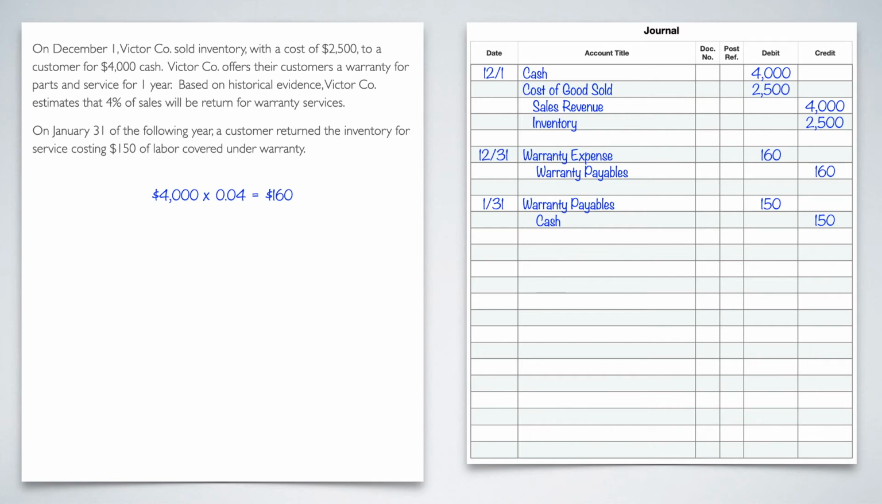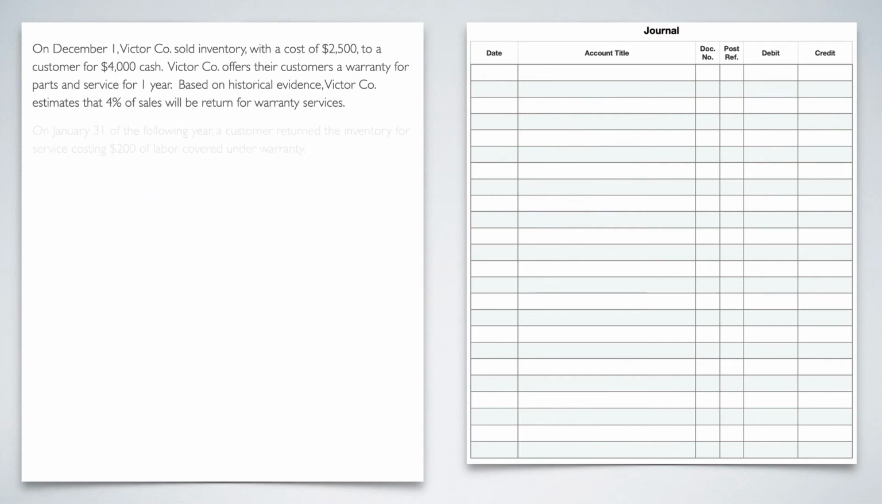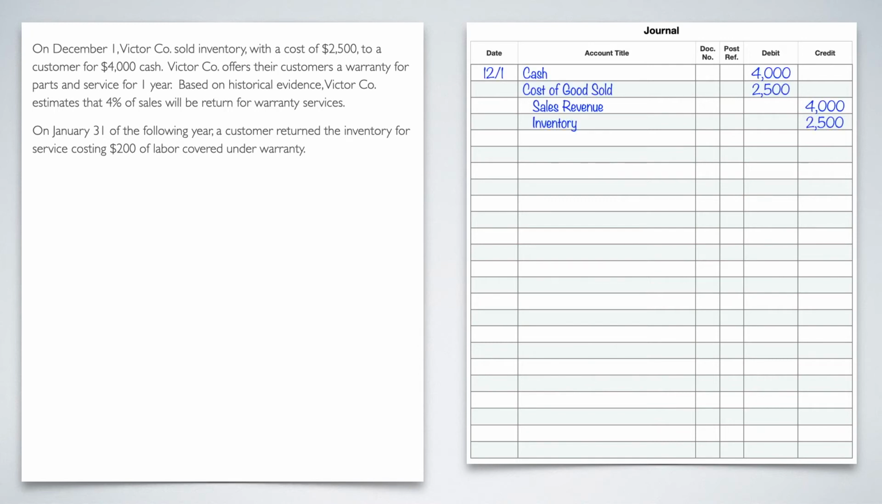So that was pretty straightforward. Now let's look at something a little bit different. Everything's the same except this time, on January 31st of the following year, the customer returned the inventory for services costing $200. Okay, so the first journal entry is the same. We still sold it for 4,000. It cost us 2,500. We still have the 4% warranty we're expecting, so we're going to put that in there. That doesn't change. It's still 160. But this time they brought it back, and it cost us $200.